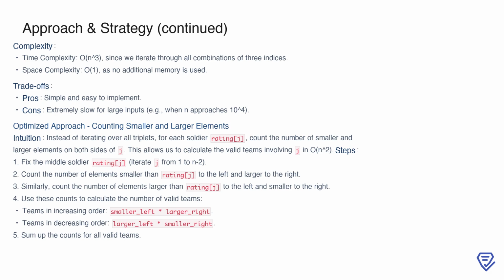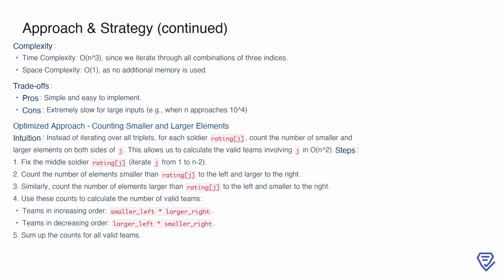However, the extreme slowness for large inputs makes it unsuitable for this problem. To improve, we can adopt the optimized approach, which leverages the idea of counting smaller and larger elements relative to the middle soldier in a potential triplet. Instead of exhaustively iterating over all triplets, we focus on each soldier as the middle element, rating j, and count the smaller elements to its left and larger elements to its right.